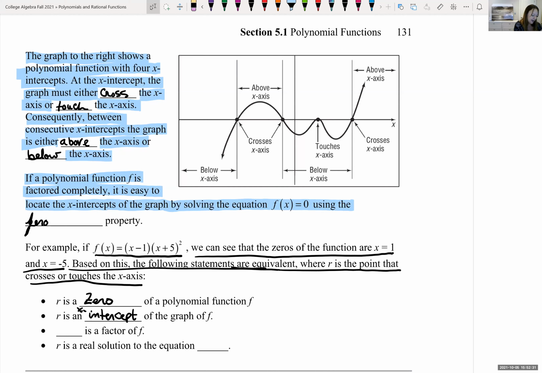We can write that x minus r is a factor of f, and r is a real solution to the equation f of x equals 0. Okay, so those are the values that give us a 0, like 1 and negative 5. These are all equivalent statements, all things that hold true.